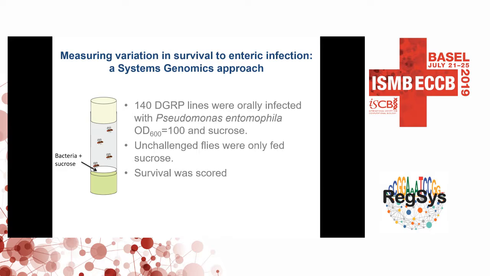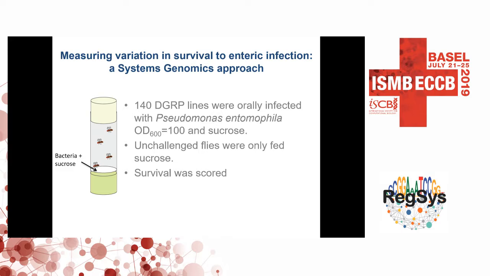What we did, we took 140 of the most vigorous lines, and we infected those with what is known to be a very pathogenic bacteria, Pseudomonas entomophila, at least for flies. So we fed those through sucrose feeding and then compared the overall survival of those flies compared to the controls. Now, what we do know about Pseudomonas is that it tends to be quite lethal, so most flies will succumb to this infection.